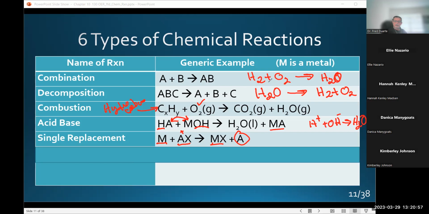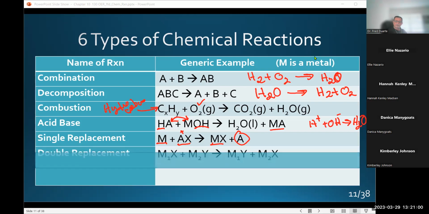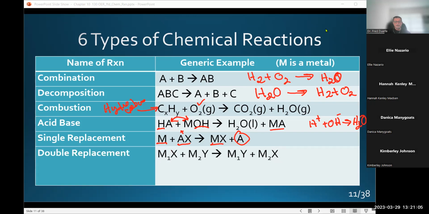And then finally, the last one is a double replacement reaction, which is what we just went through. Now, the subscripts here are not saying how many metals there are. It's just showing you have metal one and metal two, like we did lead and nickel, two different metals. That's all that's stating. So metal one now exchanges partners and, instead of MX, becomes MY. And then M2Y becomes M2X.